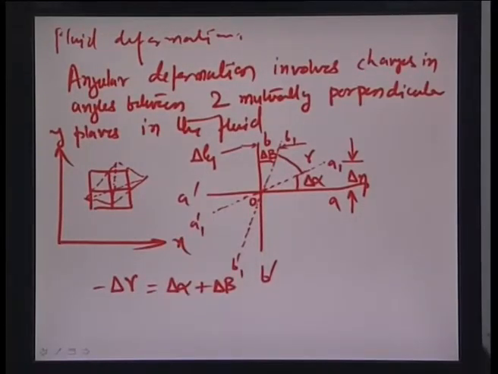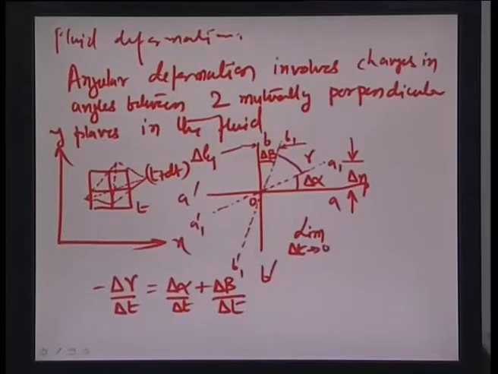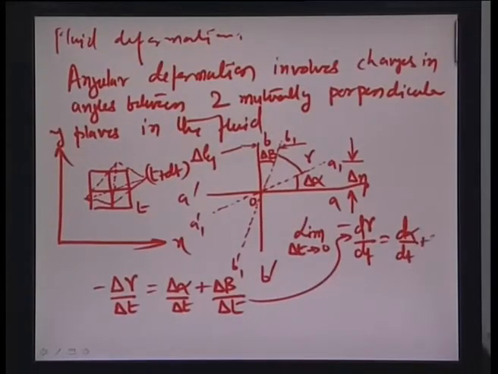Okay. And essentially, if you just divide the whole by delta t, assuming that this shape was at time instance t and this shape came at t plus dt, so there is a time interval of delta t or dt in between, you get minus delta gamma by delta t is equal to delta alpha by delta t plus delta beta by delta t. So taking limits on both sides, as delta t approaches 0, this whole expression becomes minus d gamma by dt equal to d alpha by dt plus d beta by dt. All right. So that is what angular deformation would really mean.